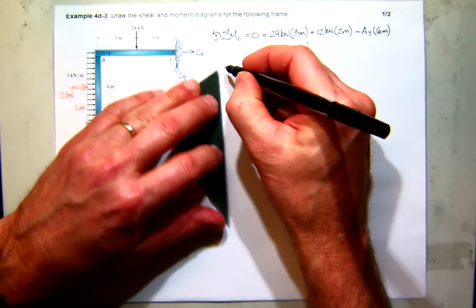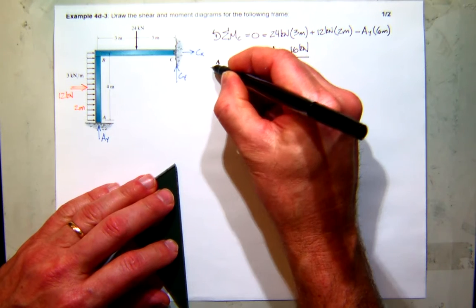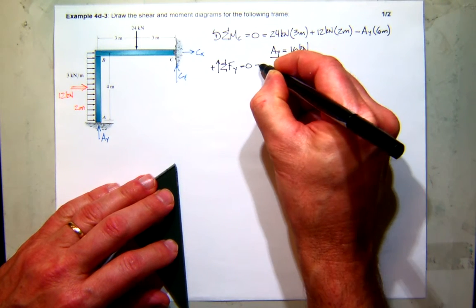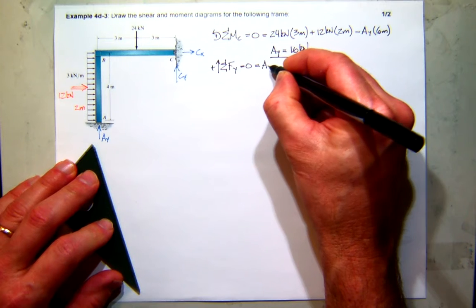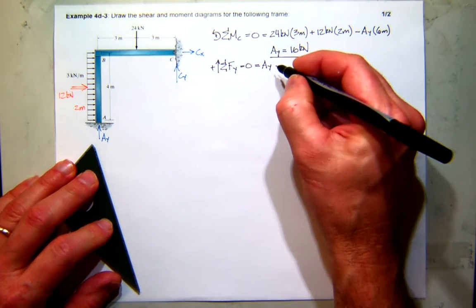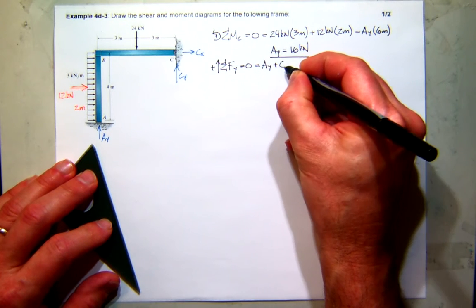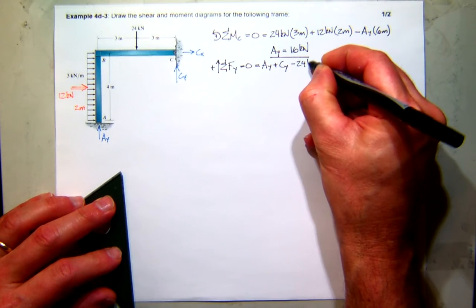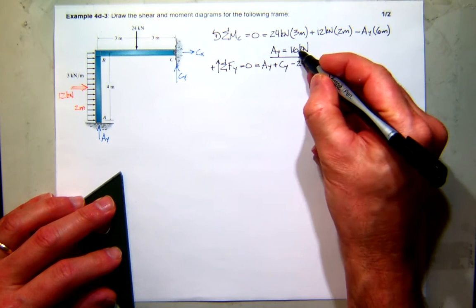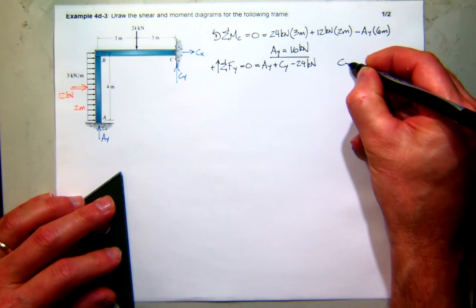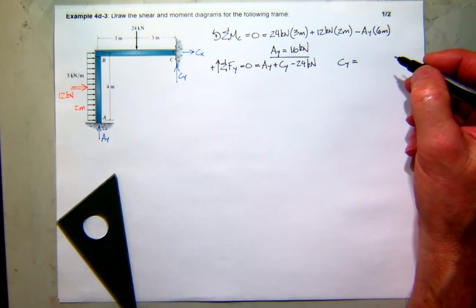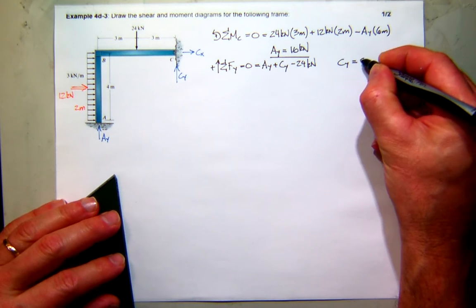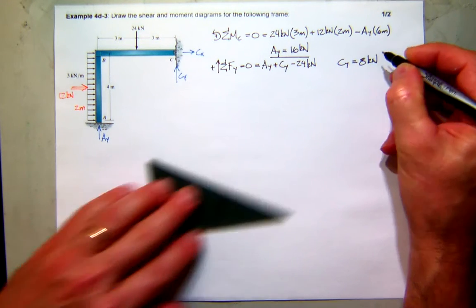All right, so now we can sum forces in the y direction. I've got AY acting up. I've got CY acting up. And 24 is down, so that's negative. So if you put AY in here, you can solve for CY. It looks like it's going to be 8. That seem reasonable?